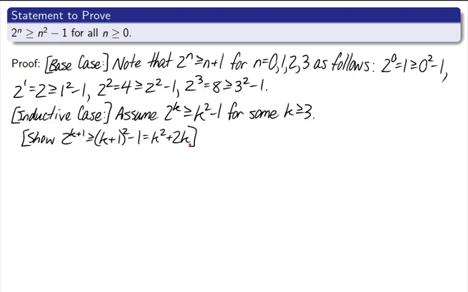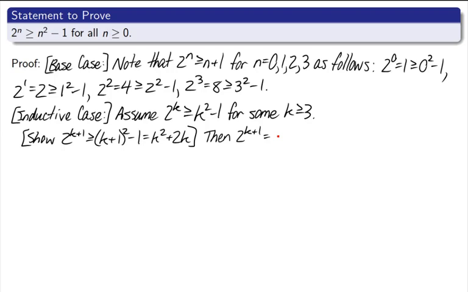I want to show that 2 to the k plus 1, again, I'm plugging in k plus 1 this time, is greater than or equal to k plus 1 squared minus 1, and I went ahead and simplified that to k squared plus 2k. Then 2 to the k plus 1 equals, again, just start on the left side, and try to algebraically manipulate it until you get to the right side. But as soon as we can, we want to use the inductive hypothesis.